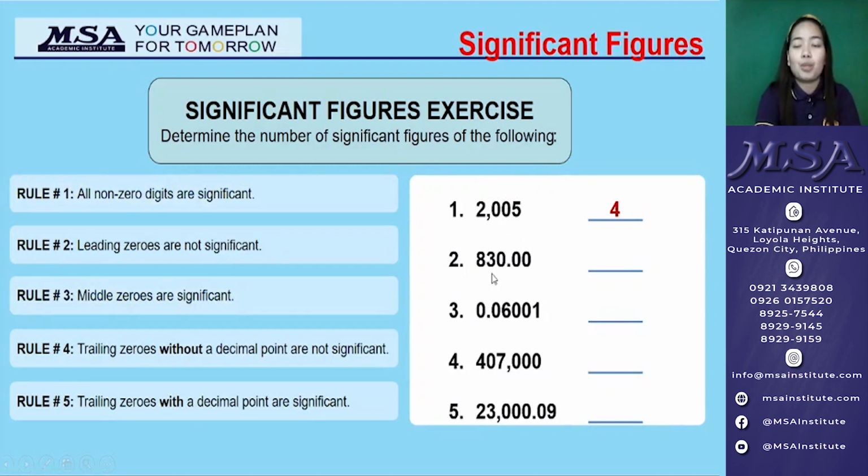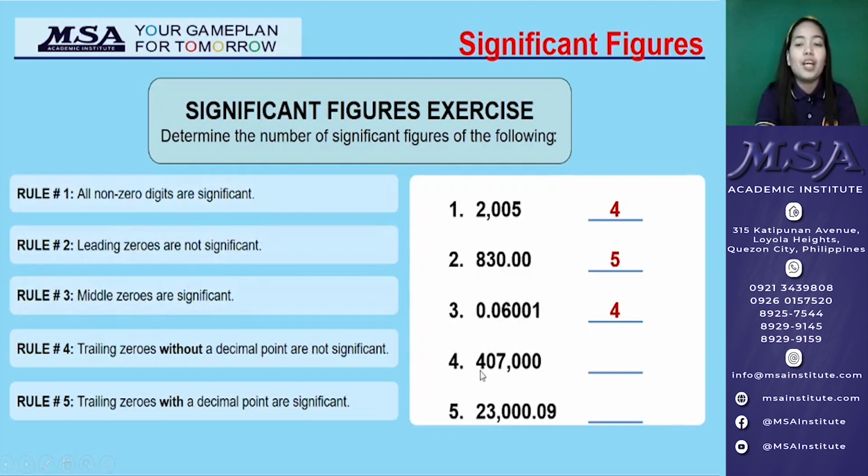Next one, we have number 2. Remember that trailing zeros with a decimal point, they are significant. So it will have 1, 2, 3, 4, 5, 5 significant figures. Let's have number 3. Remember that leading zeros, they are not significant, but middle zeros are. So it will have 1, 2, 3, 4, 4 significant figures.